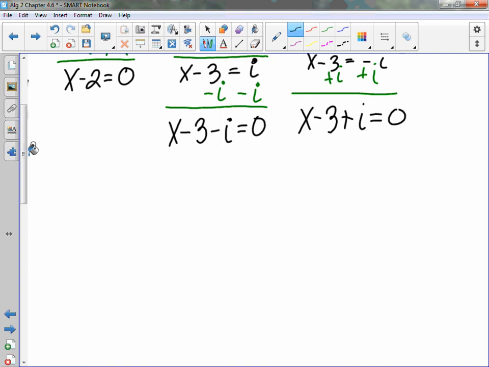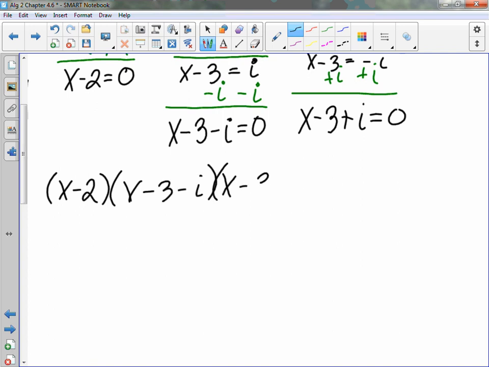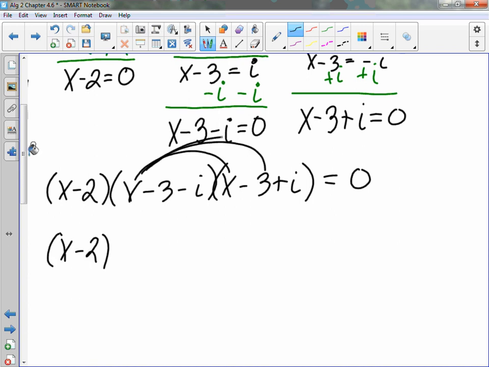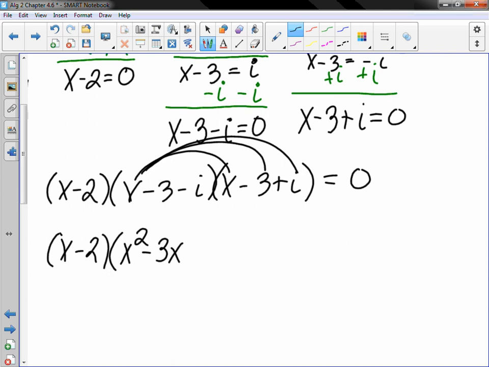Okay, now we multiply these together. So we're going to do x minus 2 times x minus 3 minus i times x minus 3 plus i. And again, just like yesterday, we're going to start off with the conjugates. It doesn't matter if they're complex or irrational. Those are the ones we're going to do first. So we'll still have the x minus 2. We're going to start off with this here. So we're going to do x times x, which would give us x squared. X times negative 3 would be negative 3x. And x times i will be plus xi.